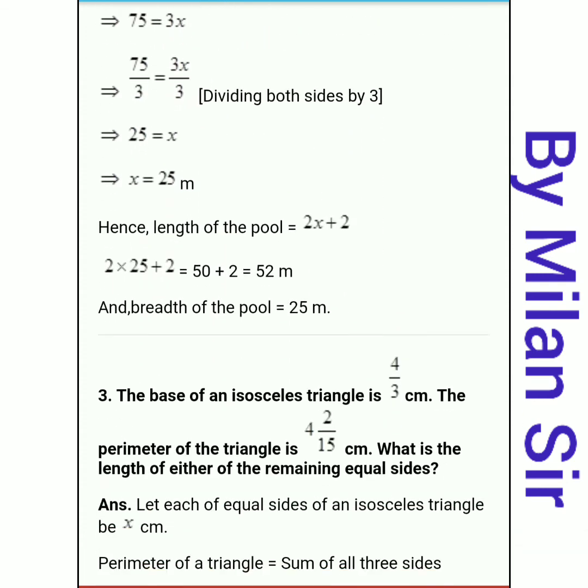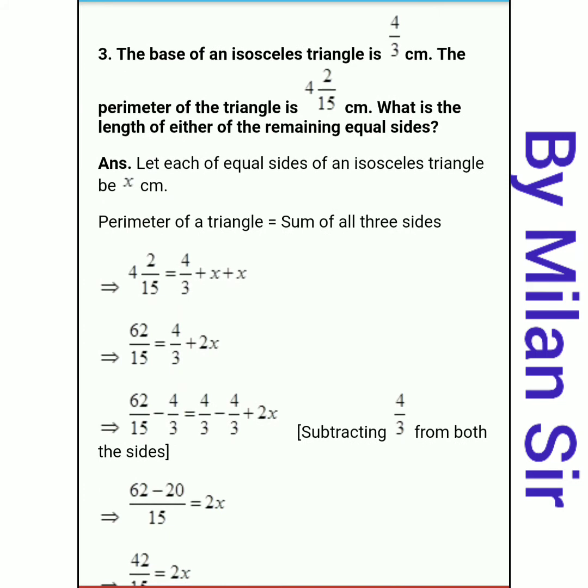Then question number 3. The base of an isosceles triangle is 4 by 3 centimeter.